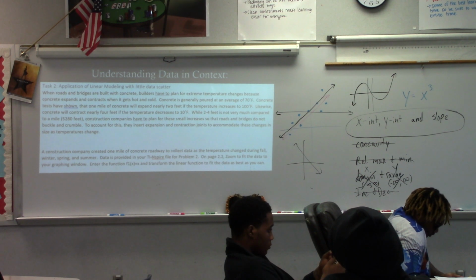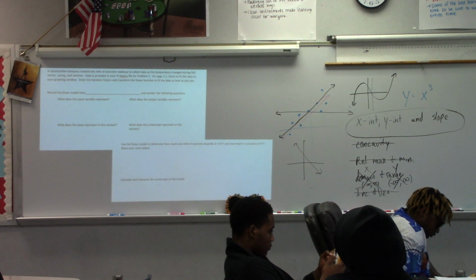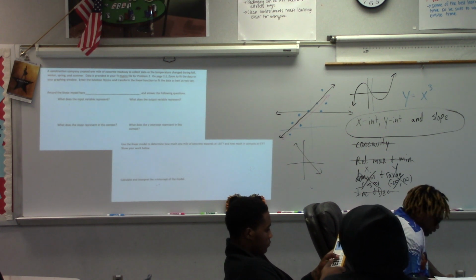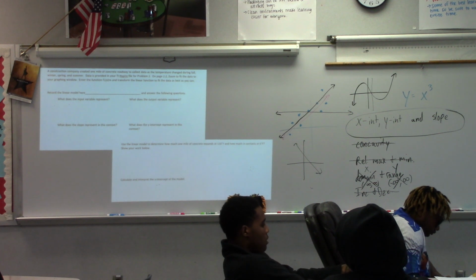Zoom to fit the data to your graphing window, at least that's what the directions say. Enter the function f1 of x equals x, and transform the linear function to fit the data as best you can. Once you do your transformation, start answering the questions, recording your model, and answering the questions there. That's what they tell us to do. Again, remember you're in small groups. I want y'all to actively collaborate and discuss. But if you're still not getting it after you talk to the people in your groups, let me know. I'll be more than happy to explain.